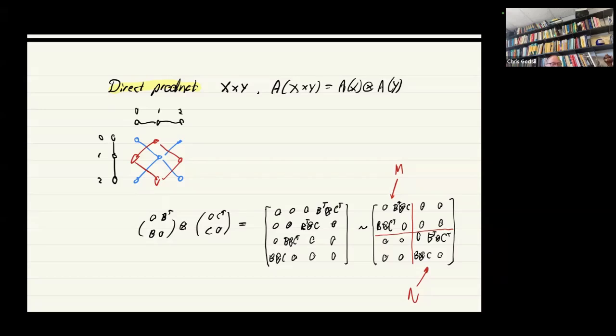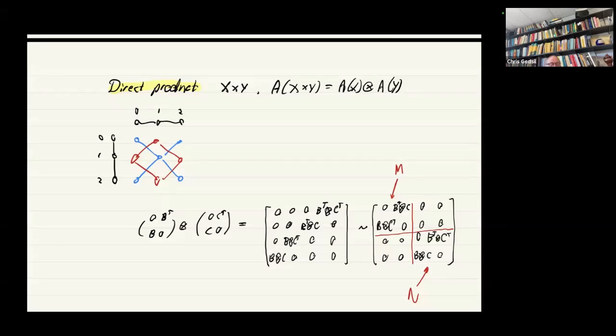So the 9 vertices here are just the ordered pairs of vertices of X and Y. And you can check very quickly that this is the direct product of X and Y. Now, okay, I've colored it in such a way that you can see there's a pair of graphs there, and that's exactly the pair of graphs we were dealing with already. So this direct product has 2 components. One component is K_{1,4}, the other is the 4-cycle.